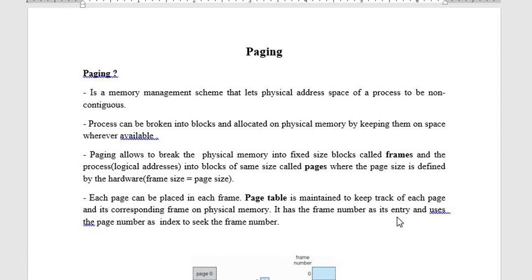So it has the frame number as its entry, but uses the page number as an index to seek the frame number. The content of the page table indicates the frame number of each of the pages, and it uses the page number as its index, so that it is easier to go to that particular row, that particular page, and get to know in which frame it is present.